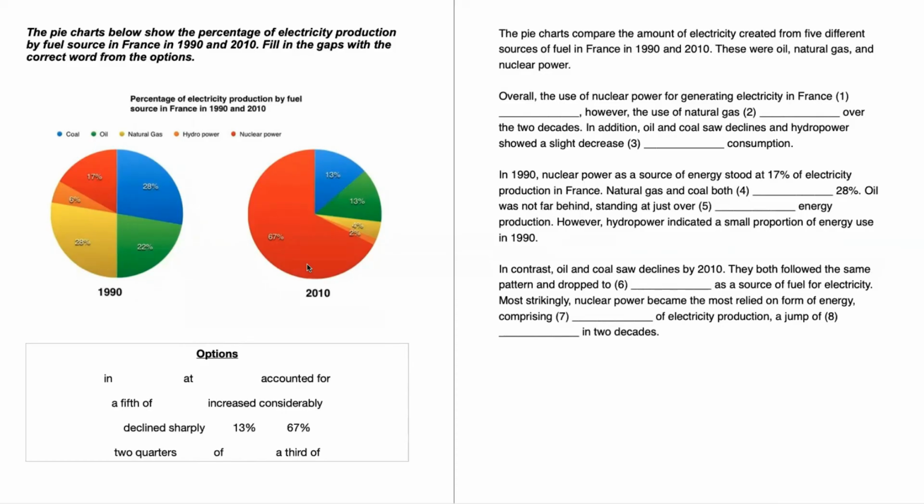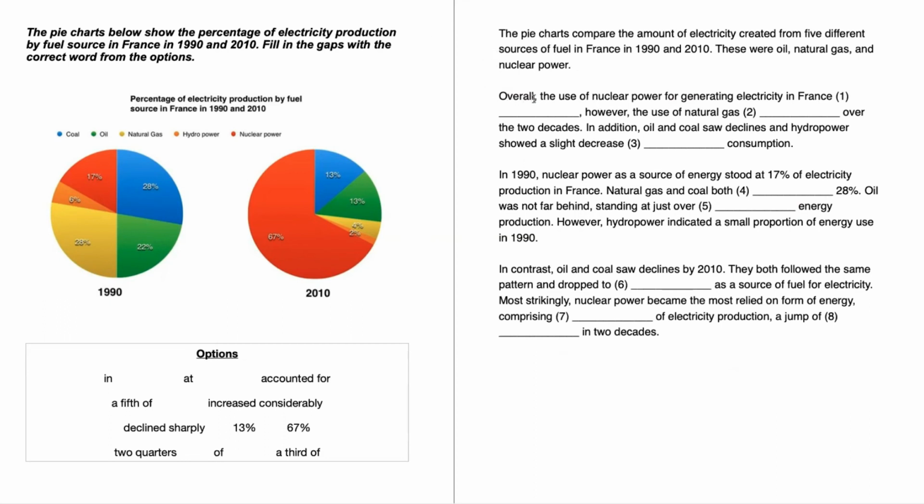Now, same thing, you can pause here and input these options in the writing prompt, or we can do it together. So I'm going to start with the introduction. It says, the pie charts compare the amount of electricity created from 5 different sources of fuel in France in 1990 and 2010. These were oil, natural gas, and nuclear power. That's a great introduction. Let's move to our overview.